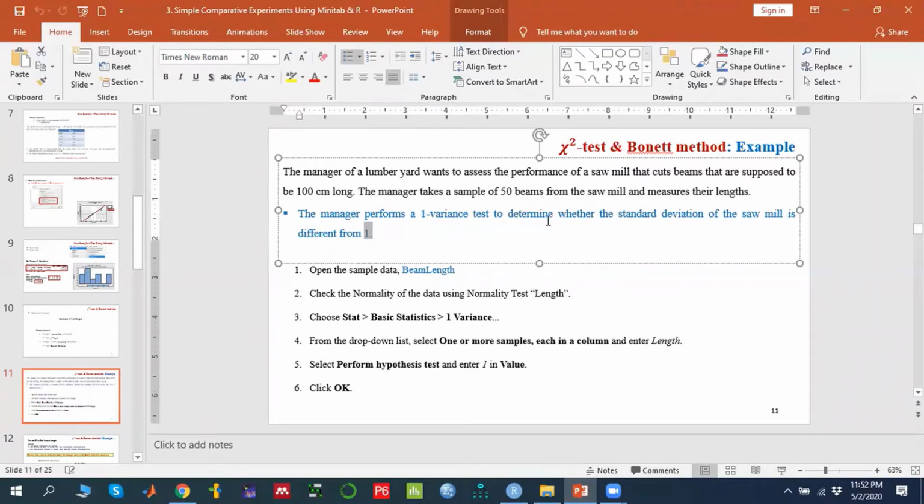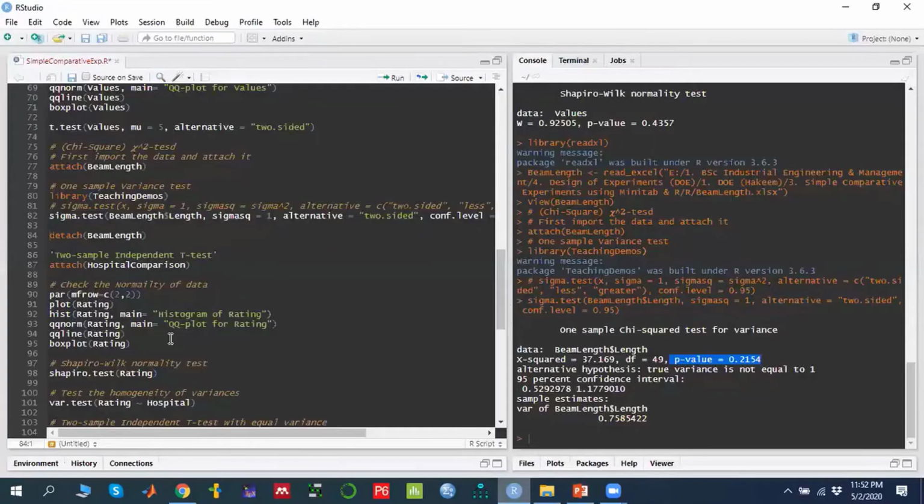I hope everybody is clear about one sample tests with respect to mean, the one sample z test, the one sample t test, as well as we have discussed the assumption of the t test, that is normality. And then we checked how we can apply the one sample variance test, that is a chi-square test. For that, the data must also be normally distributed. So you can also apply the normality test.